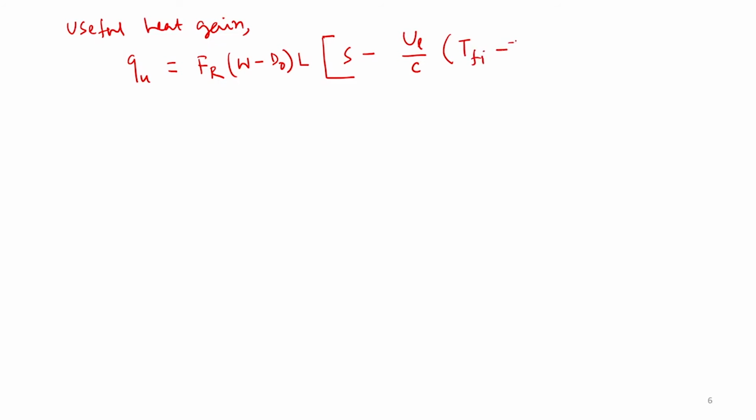Useful heat gain, Qu, is equal to Fr times (W minus D naught) into L, multiplied by (S minus UL by C), where C is the concentration ratio. So, we need to find out the concentration ratio now, and TFI minus TA, as we know the other parameters, right. Fr we have calculated, and the only unknown is C here. Okay. So, how to calculate C?